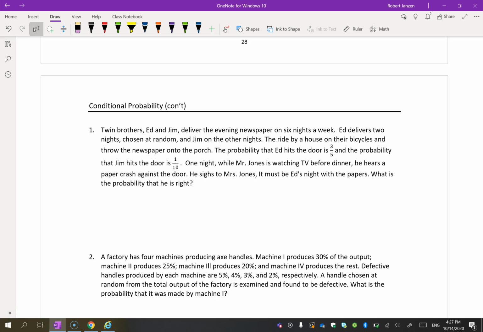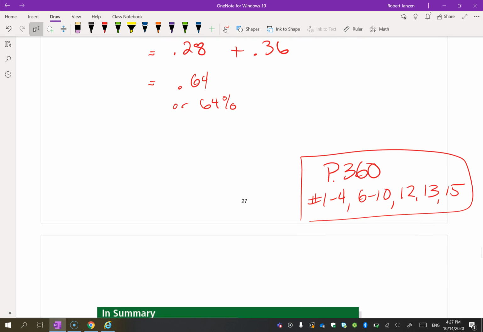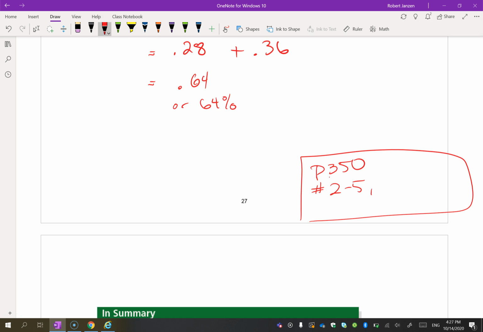Alright, in the last lesson I made a little bit of a mistake. I assigned this homework here. This is not the correct homework. The correct homework is page 350, number 2 to 5, 7 to 9, 16 to 19, and 22.